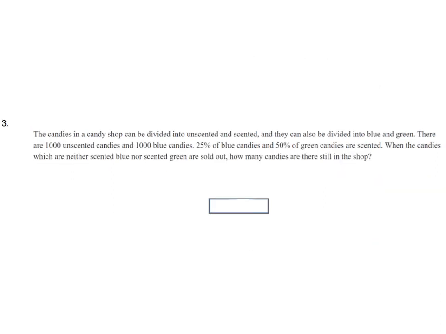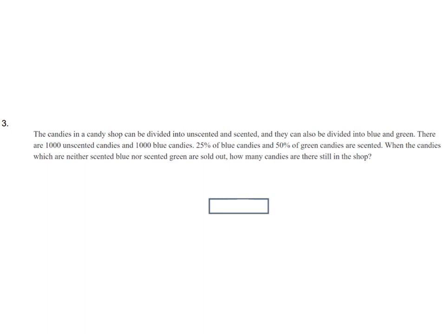We are in the third question. The candies in a candy shop can be divided into unscented and scented, and they can also be divided into blue and green. There are 1000 unscented candies and 1000 blue candies. 25% of blue candies and 50% of green candies are scented. When the candies which are neither scented blue nor scented green are sold out, how many candies are there still in the shop? So the question basically asks, how many candies are left after selling out unscented blue and unscented green?